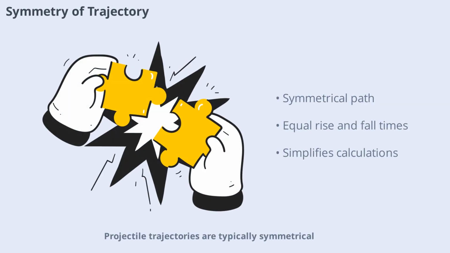Projectile trajectories are typically symmetrical. The path rising to the apex mirrors the path falling back down. This symmetry means the time to reach the highest point equals the time to descend from it. Recognizing this pattern simplifies calculations and helps in predicting motion, especially in sports and engineering applications where timing is crucial.